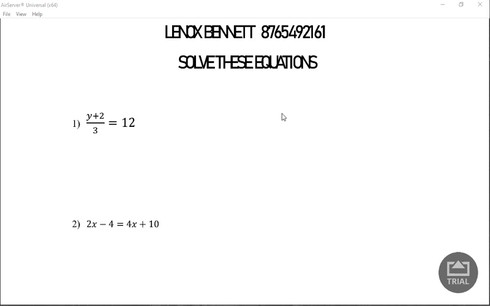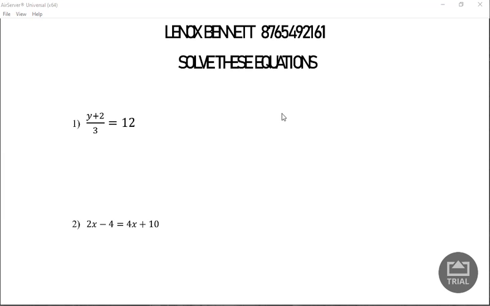All right, so today we're going to be looking at some questions as usual. Let's get right into it. These are some equations, and the first one says y plus 2 divided by 3 is equal to 12. What would be the value of y to make that equation true?